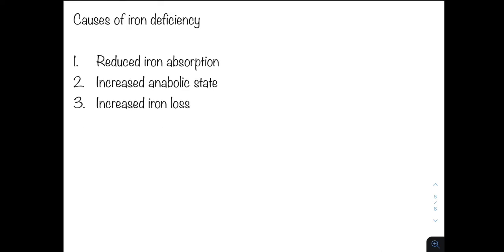Now, of course, there are other causes of iron deficiency anemia, and we can classify this based on 3 general causes, including reduced iron absorption, increased anabolic state, and increased iron loss. Pause the video here and take a shot at what conditions might cause each of these. These can either be physiological or pathological.